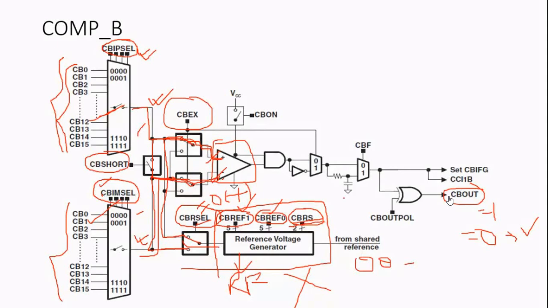So now, after finishing this, you can come to this part. This is CBON. The CBON bit is used to either switch on the comparator or switch off the comparator. So for this purpose, you can use CBON. What will happen? When it is 0, it is off. When CBON is 0, it means that it is off.